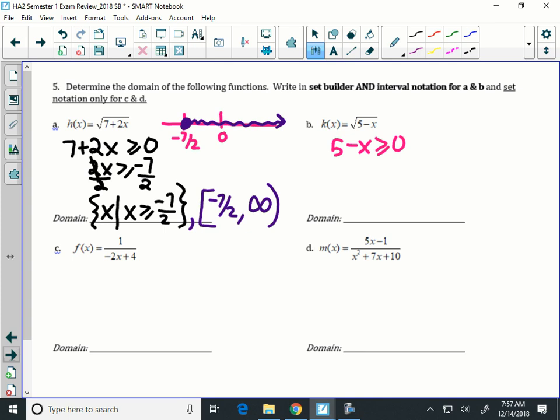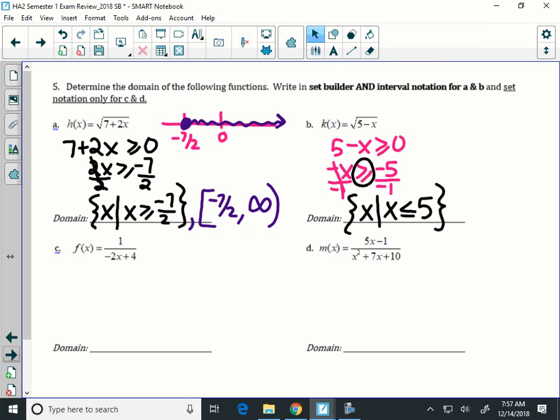All right, now subtract 5 from both sides, and you get -x is greater than or equal to -5. But remember, if you have to divide by a negative when you simplify or solve an inequality here, the inequality symbol is going to flip. So our domain is that we want all the x's less than or equal to +5. -5 divided by -1 is +5.